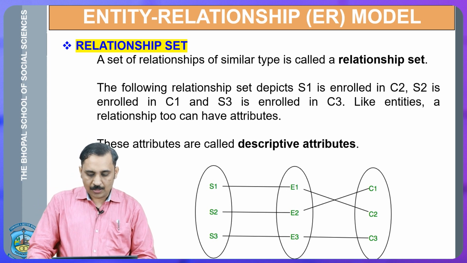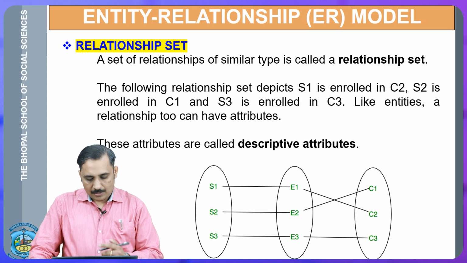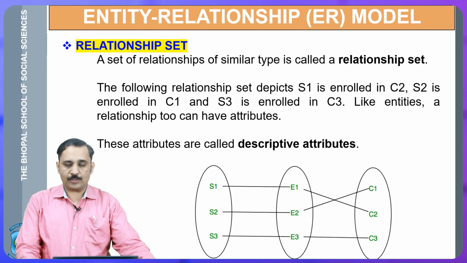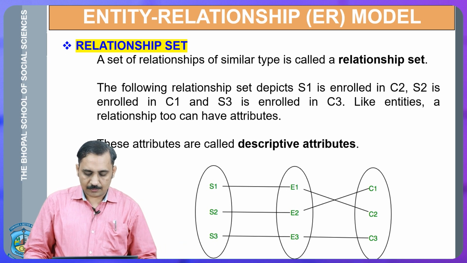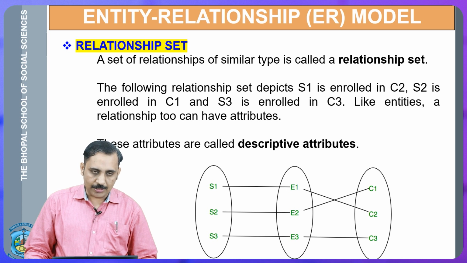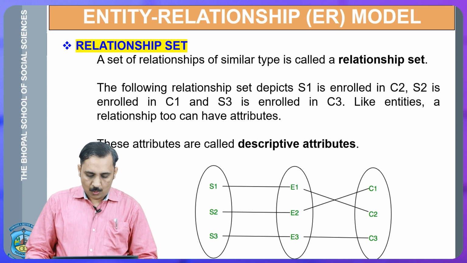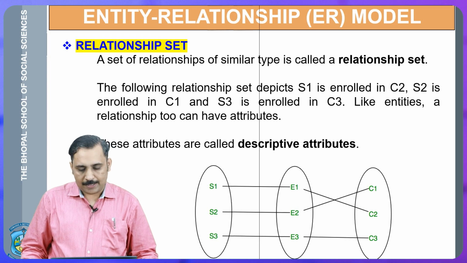Like entities, a relationship too can have attributes. So, we can have extra attributes also, like since when it is enrolled or other information related to this, which we cannot put either in the entity student nor in the entity course. All these attributes are called descriptive attributes.